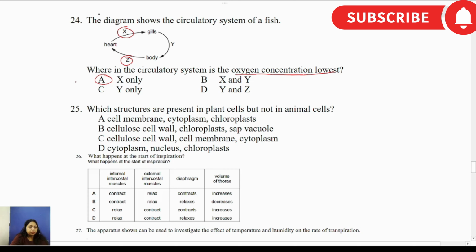Next question: which structures are present in a plant cell but not in an animal cell? The chloroplast, the cell wall, and a big vacuole. So among these, which option is correct? I guess B, right? Okay, so this is all for today.